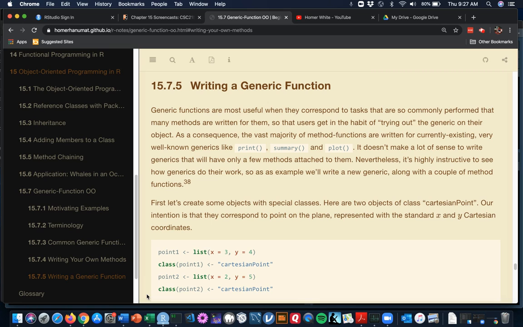It doesn't really make a lot of sense to write generics that will only ever have a couple of methods attached to them, because the flow of user work and thought will not necessarily be directed toward them. But it really would be a good idea for us to see how generics do their work. So we'll construct a little artificial example here. It's actually drawn from the standard documentation on the R language. It's not original with me. But we'll write a new generic along with a couple of methods for it.